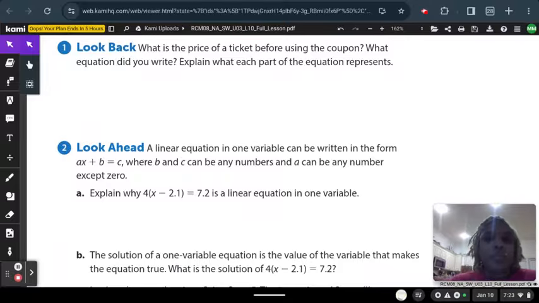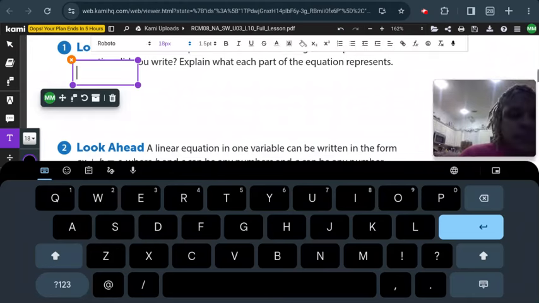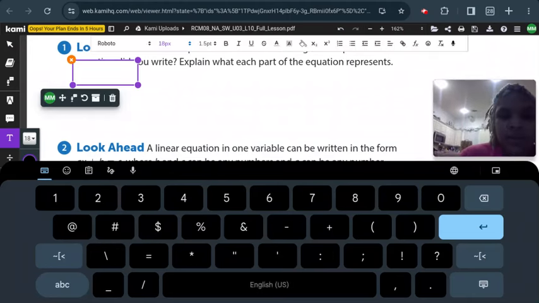And it said, look back at the price of the ticket before using a coupon. What equation did you write? Explain what each part of the equation represents. All right, so we had the equation: 6 times the quantity x minus 1.50, and then we had that equal to $52.50.